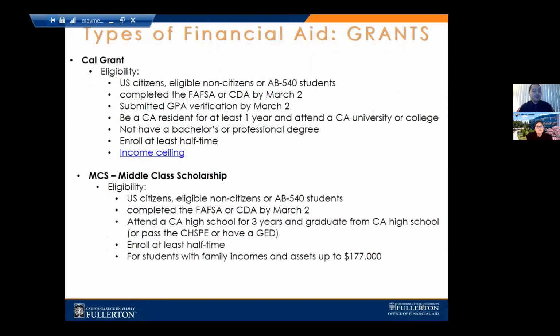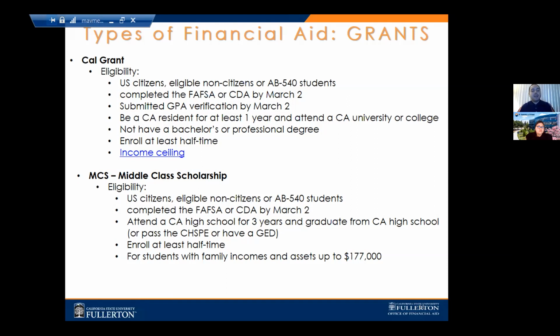We also have things like the Cal Grant. This is a grant that, again, is funded by the state of California. It's for California residents, and that goes towards paying tuition, is also dependent on different deadlines and income, family income ceilings, family income assets. So it's dependent on a few different factors. But again, for California residents and students who meet those specific priority deadlines.